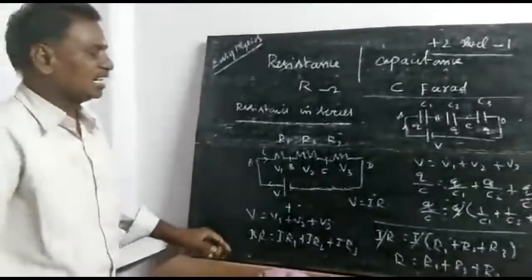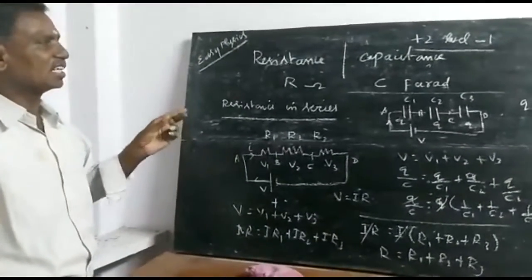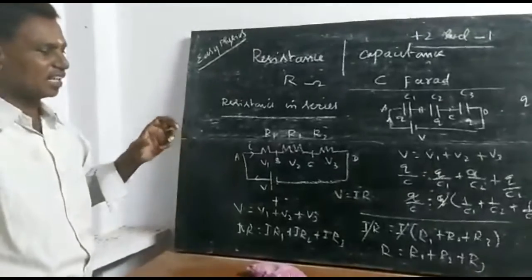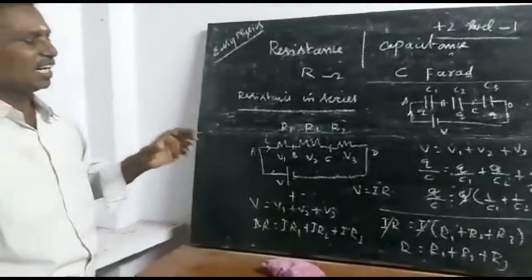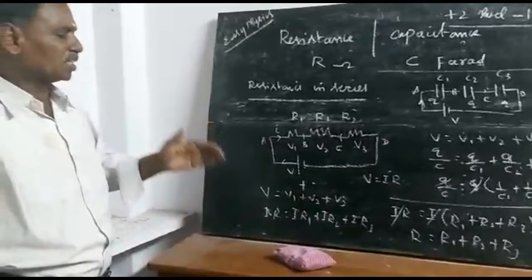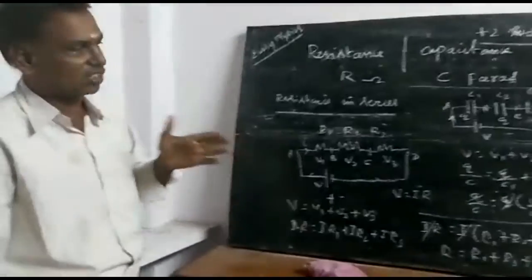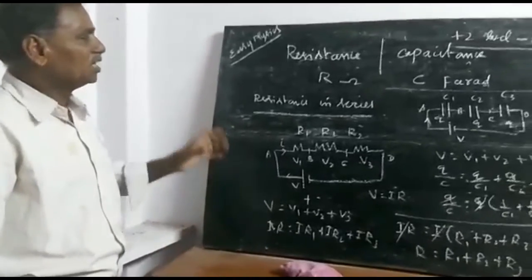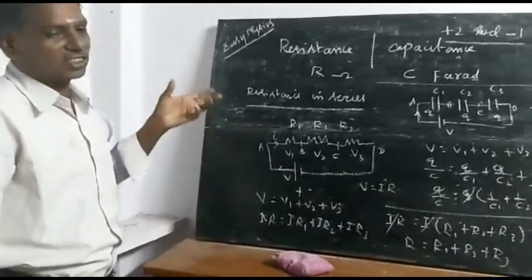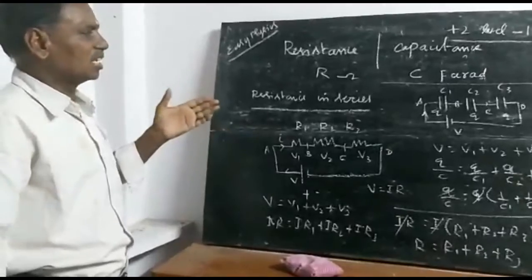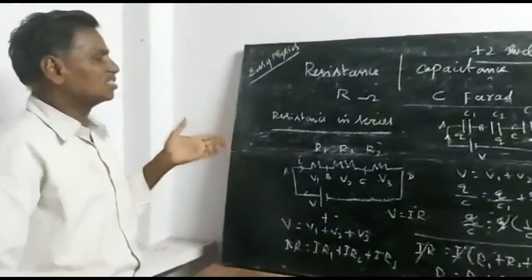This is different between resistance and capacitance. For capacitance connected in series, it is the reciprocal of capacitance. For resistance in series, it is the sum of the resistances. Therefore, this is the difference between resistance and capacitance. Capacitance is measured in farads, and resistance is measured in ohms.